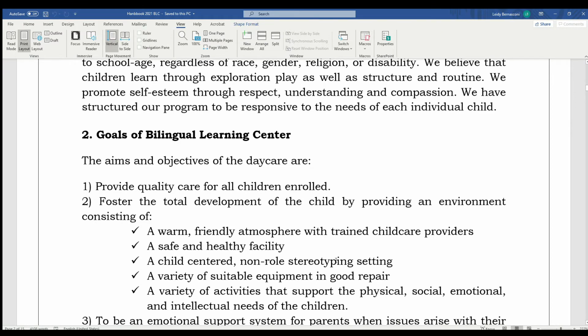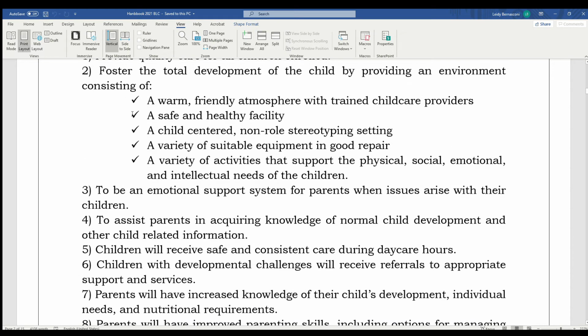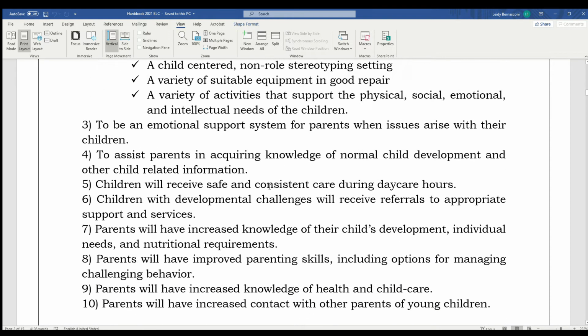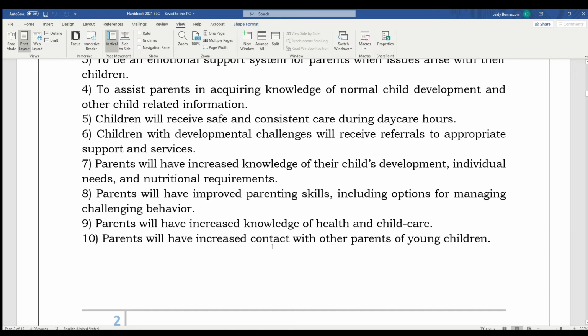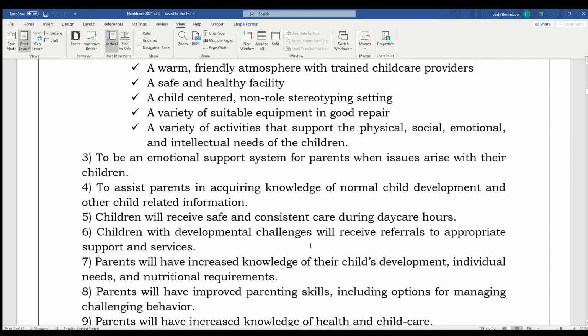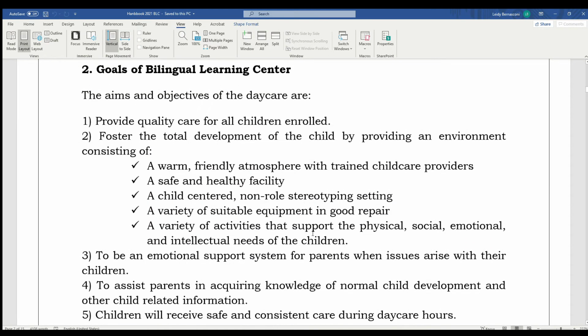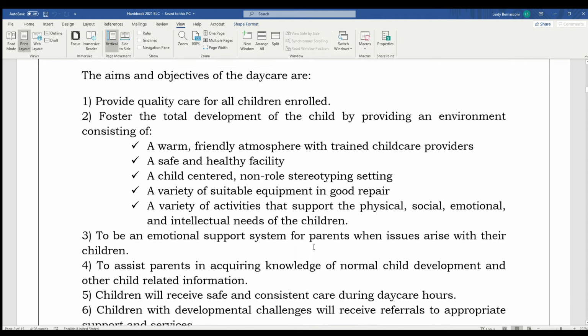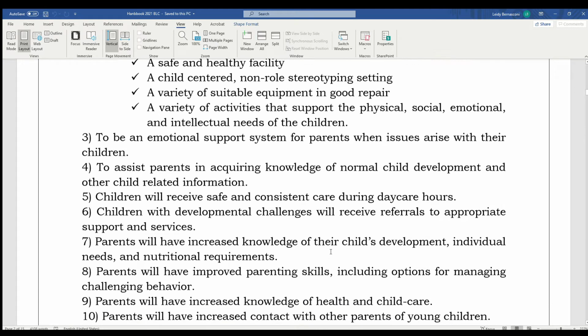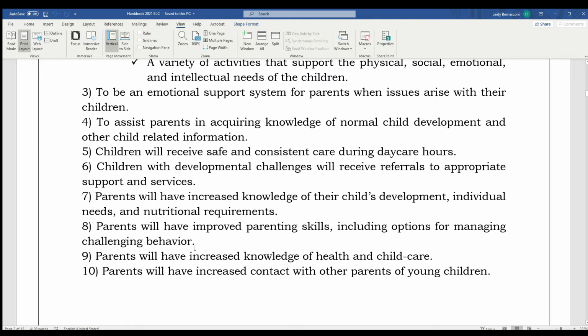Also, each of our childcares, we have different goals for our program, and this is something that I believe and I follow. There are 10 of them, and you guys can change this one. You guys don't have to do exactly the same thing I did. This is just an overview for you guys to have and get ideas.